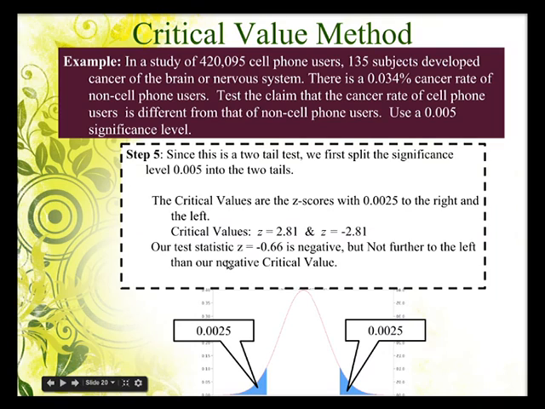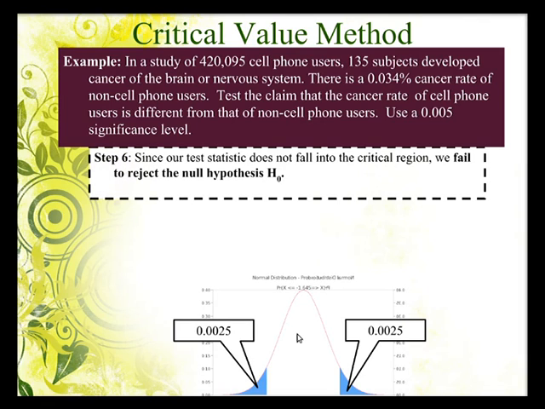So our test statistic, negative 0.66, is not in the critical region because it doesn't fall farther to the left than negative 2.81. So let me say that again. Because this is a negative test statistic, I want to compare it to my negative critical value. If it's further to the left than my negative critical value, then it's in the critical region. Suppose my test statistic was positive, then I'd compare it to the positive critical value, and I would look for if my test statistic is in the critical region to the right, that is further to the right than my critical value.